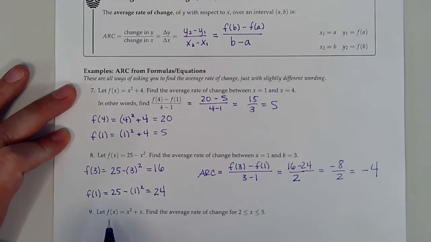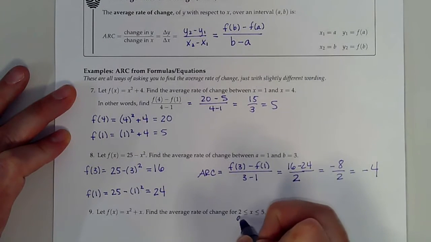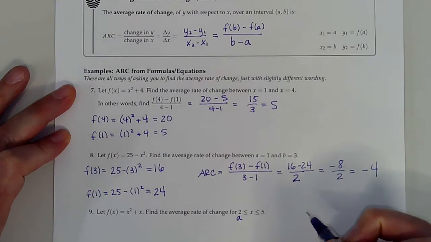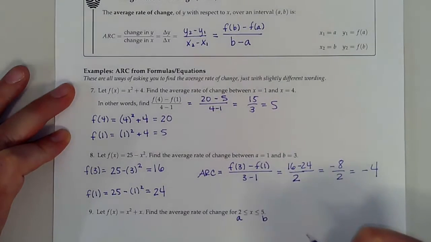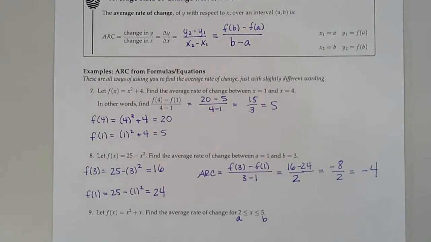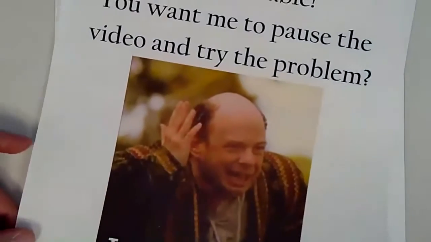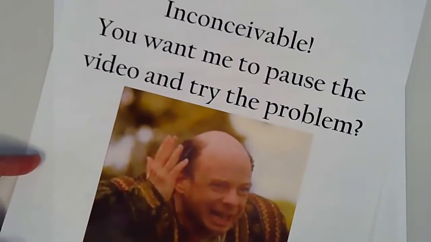Okay. Number 9, let f of x equal x squared plus x. Find the average rate of change for x between 2 and 5. So what they're saying here is that a is equal to 2 and b is equal to 5. So what I'd like you to do is pause the video and give this a try.